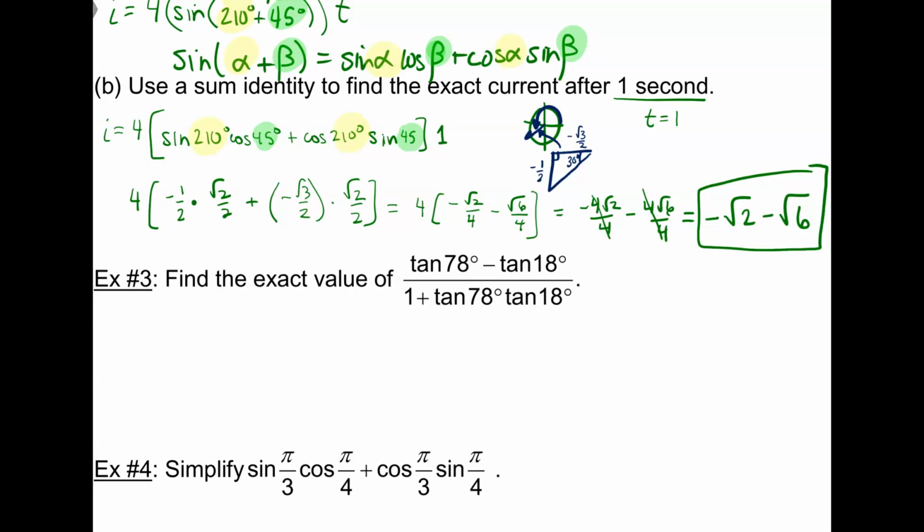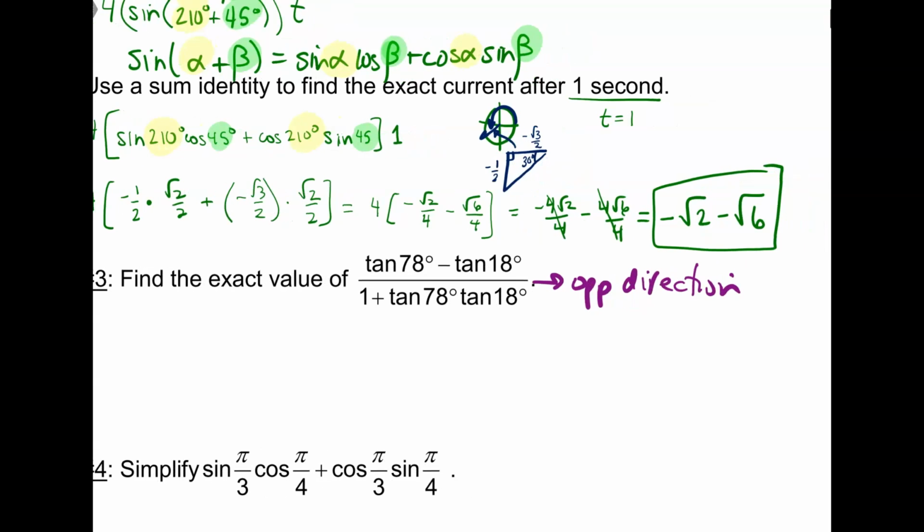Like, what the hell? You don't know 18 degrees. You don't know 78 degrees. But what you do know is, wait, I can rewrite this as tangent of 78 minus 18. So what you can do is go the opposite direction. I'm going to pick a different color. So I can give you a problem like this, and you have to go the opposite direction.